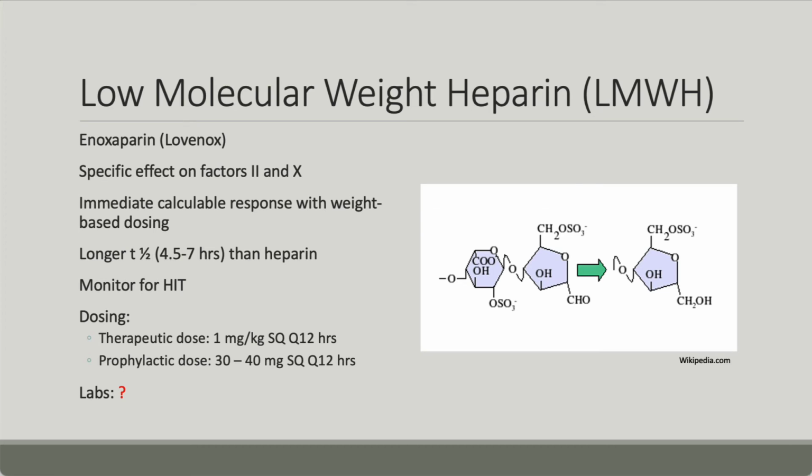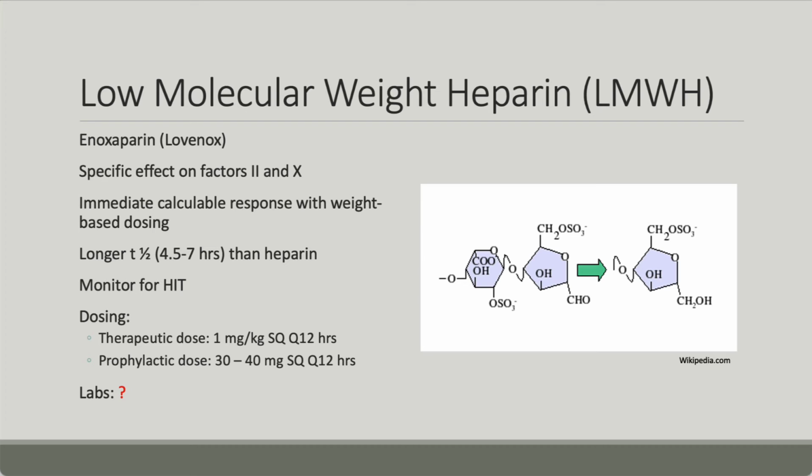So we kind of don't use low molecular weight heparin as much today for acute needs, but we use it a lot for prophylaxis. So typically we give a prophylactic dose of 30 to 40 milligrams sub-Q every 12 hours for people who need prophylaxis against DVT.